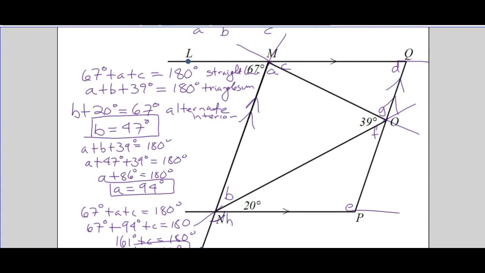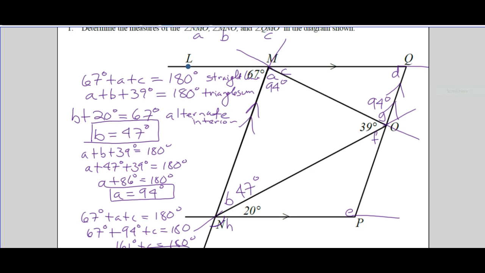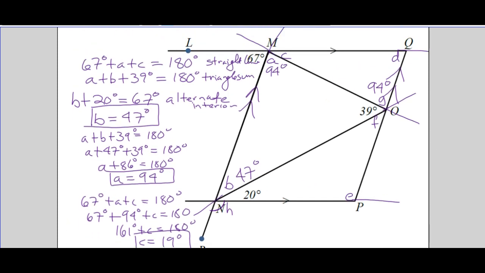Okay, that's alternate interior. So maybe we label these, let's put on 94 degrees. It might help if we can see them. B is 47 degrees. This is 94 degrees. What else? 47 is F. Why? They're opposite. Or these three angles add up to 180. What's 94 plus 39? 133, 140, 180, right?